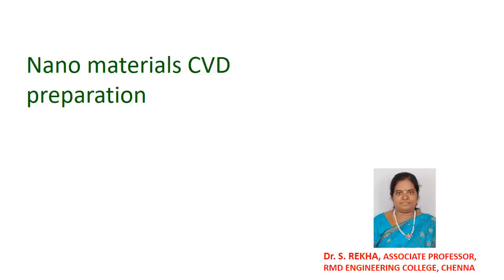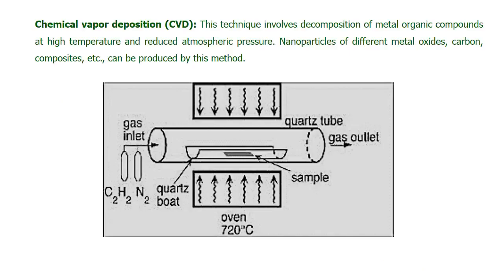Students, today let us see the nanomaterial CVD preparation method. It is a very important method from the exam point of view. Chemical vapor deposition is a very old technique, the first method to find out the preparation of nanomaterial. This technique involves decomposition of a metal organic compound at high temperature and reduced atmospheric pressure.